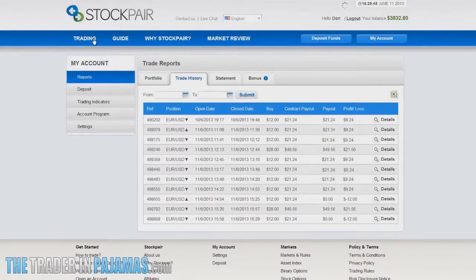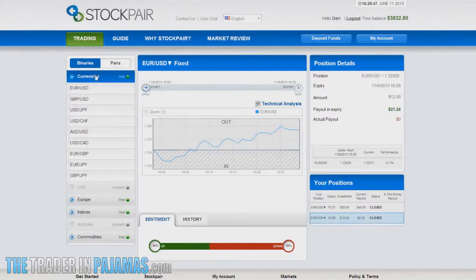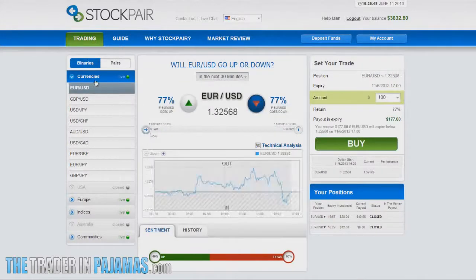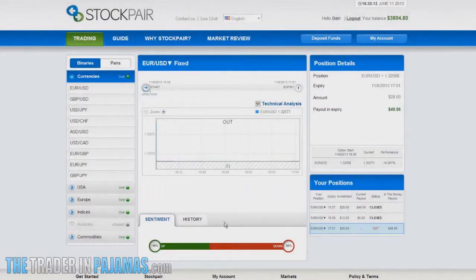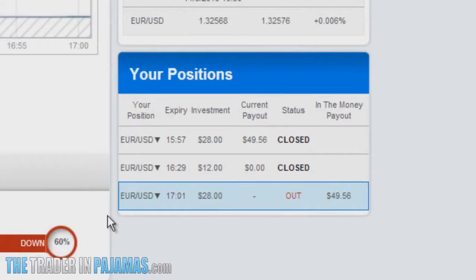We'll click back up on the Trading tab, and since the last trade of $12 was a losing trade, our step 3 is a second trade of $28. We'll check the sentiment tool real quick. We can see the majority of traders are saying it's going to go down. We'll click on the down put button, enter the amount of $28. We'll click Buy. We'll hit View Position. And we're on. We'll look over here and we'll take a glance at all the information regarding our trade. We can see the $49.56 payout if we win this trade.